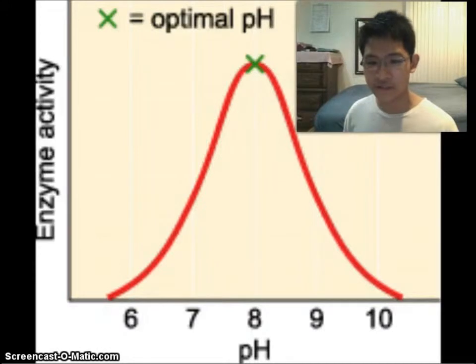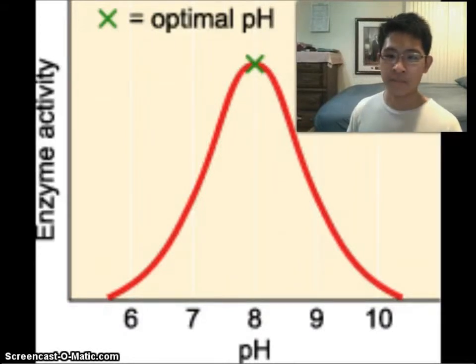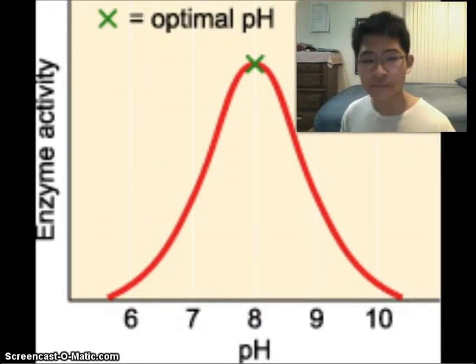So one of the factors in the induced fit is the pH, and the pH optimally works around 8. The reason why is, if the pH is too low, then it becomes too acidic and it can denature the enzyme, and if it becomes too high, it can also denature the enzyme.